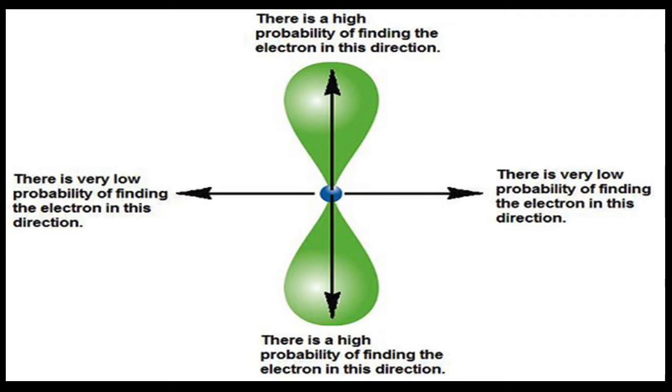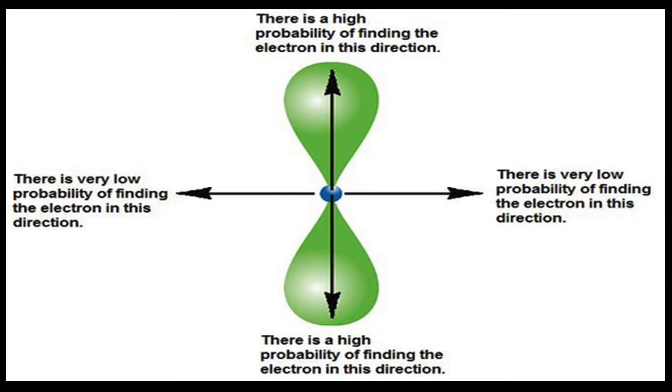But yeah, maybe I could find an electron where it's low probability. When they use the word probability, it often simply says that if I have a vertical PY, then the probability is high that I will find an electron in the vertical orientation. So that's all that means.